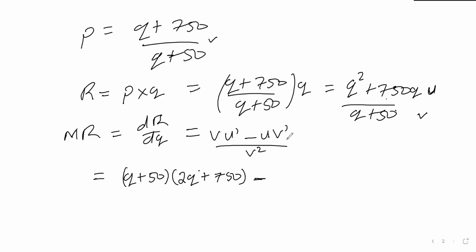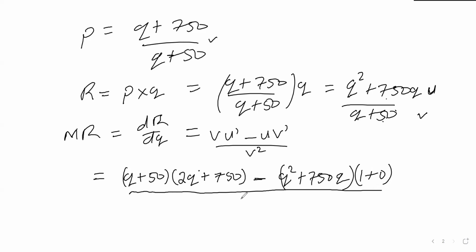minus, keep u the same, so keep the entire numerator the same. Differentiate v. v is our denominator. We differentiate term by term. So differentiate Q, we get 1, plus differentiate 50, we get 0, since 50 is a constant, and divide everything by the square of the denominator. And usually, as I said, you can always leave your answer like that. You don't necessarily need to simplify further.